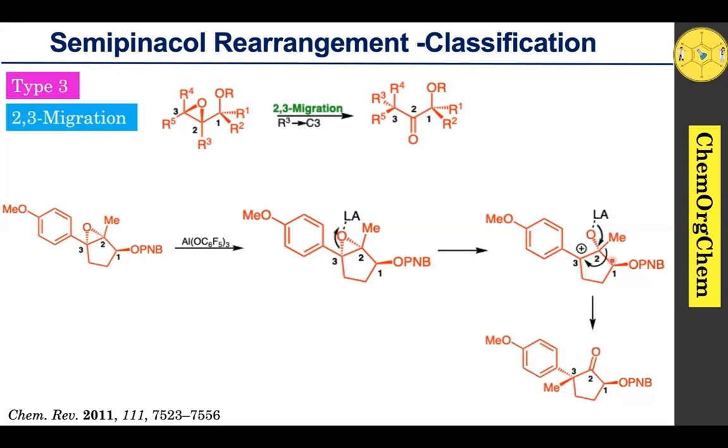So now you see the stereochemistry of this particular compound. Here the methyl group is migrated on the top face. So for that reason, we are getting products with this stereochemistry.